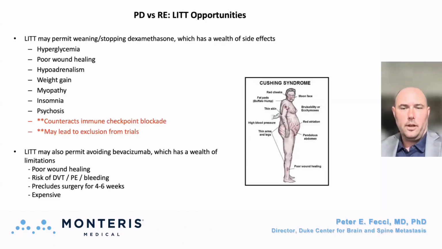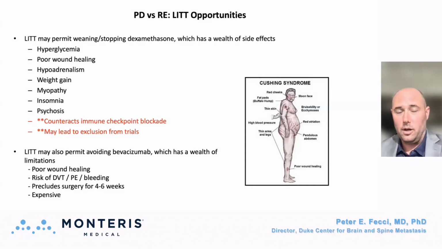What are some other important considerations here? Well, if you do LITT, you may find that you're able to get patients off of steroids much more quickly, and we'll show some data in that regard. Steroids have a wealth of side effects. We know that patients hate taking them for a variety of reasons, but one of the most important things to think about is that checkpoint blockade and immunotherapy has essentially become a standard of care for many solid tumors, including brain metastases from those solid tumors, melanoma and lung cancer being two of the most common here, of course. And if you have those patients on steroids, you are counteracting those immunotherapies. The faster you can get people off these steroids, the better.